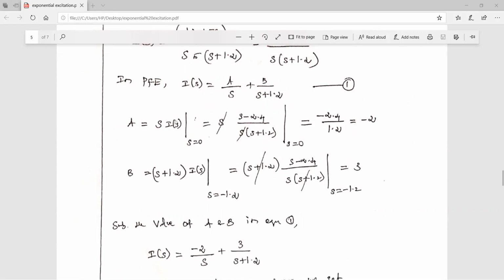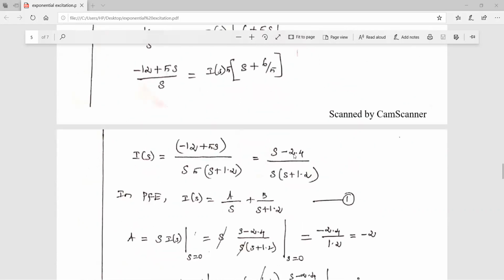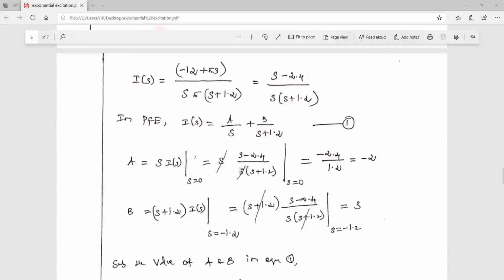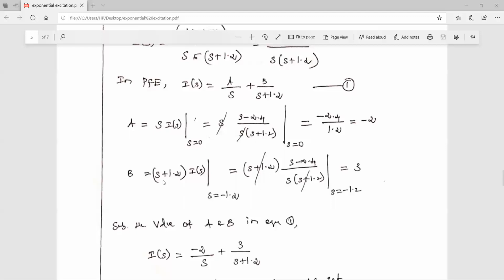So how to calculate a? S into I of s at s equal to 0. S into what is the I of s value? This is the I of s value, right? So you substitute the I of s. Here s cancels. Then wherever s is there, instead of s we have to substitute 0. So we will get the answer as minus 2. Similarly, b is calculated as s plus 1.2 into I of s at s equal to minus 1.2. Similarly, we calculate the value of b.